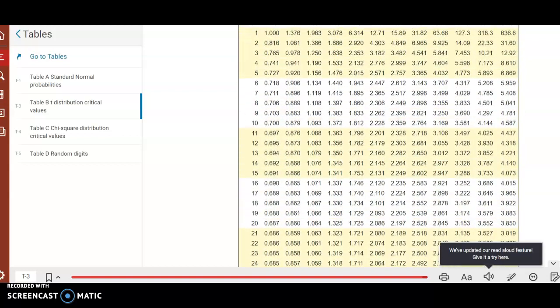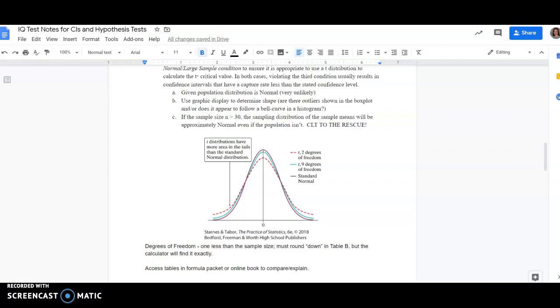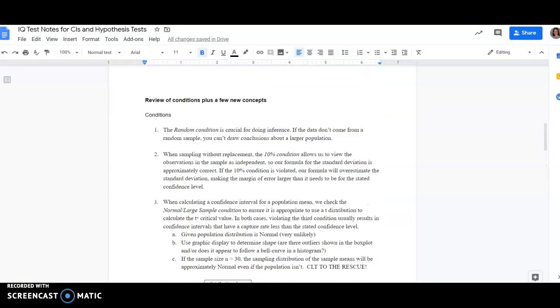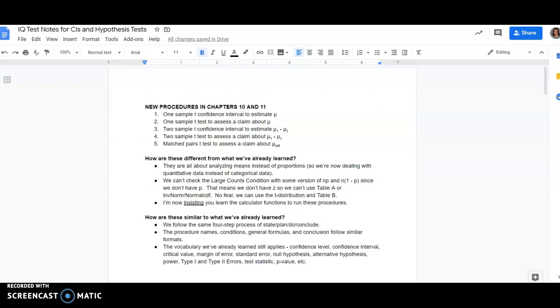Or like I said, to find the exact value at the particular degree of freedom, which maybe doesn't exist on your table, the calculator will be our best friend for that. And we are going to take a look at those first 4. Again, if I scroll back up here for you, these first 4 procedures with our IQ test information. And then we'll work on something else for matched pairs.